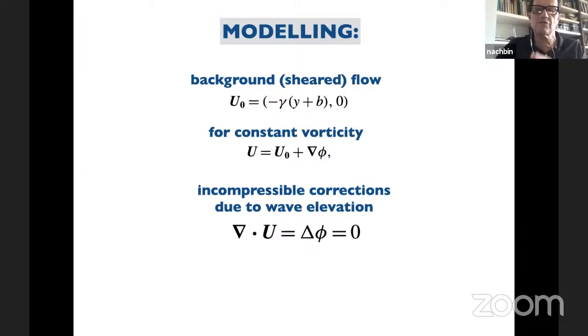And for the case of constant vorticity, which is a very nice thing, you can then decompose the flow into the background flow and an incompressible correction due to the presence of the wave. Remember, this is Euler's equation, so there's no vorticity being generated on the bottom and so on. So you can use this decomposition and solve only for the harmonic part of the problem. And therefore, we're going to use properties of this harmonic component coming from potential theory.